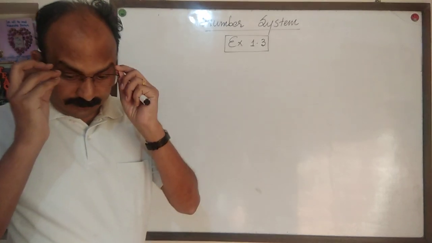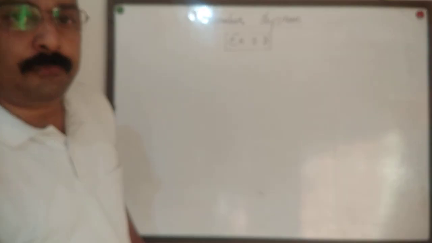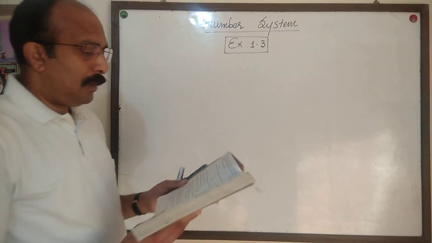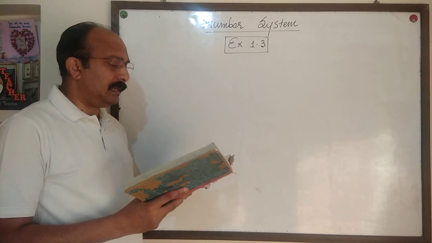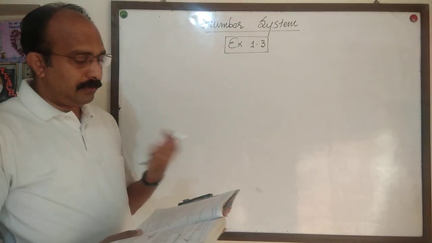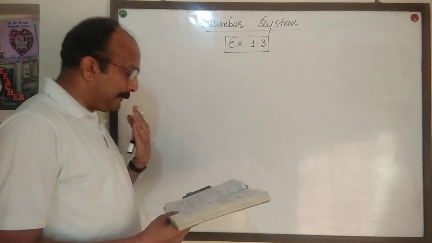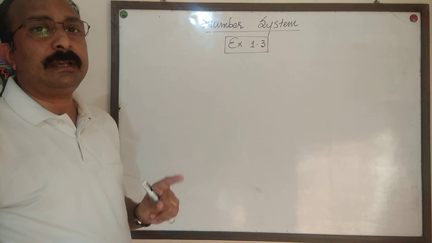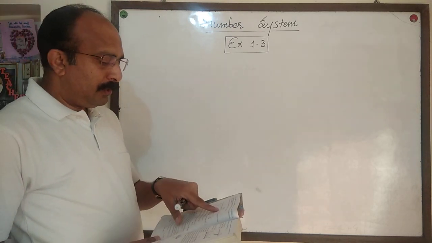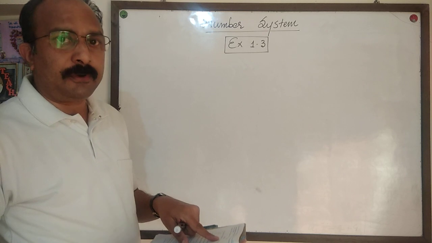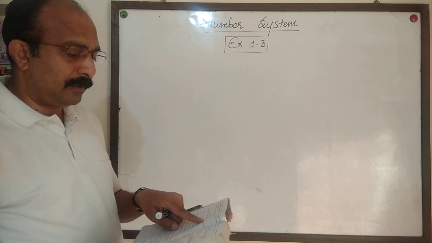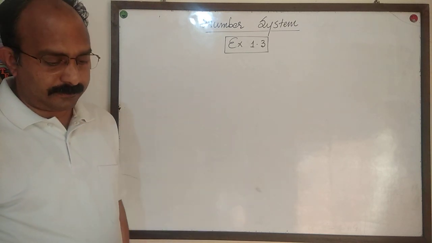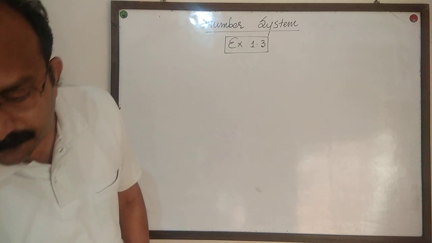Question number 1. Write the following in decimal form and say what kind of decimal expansion each has. You are given some 6 questions. All these 6 questions are rational numbers. You are asked to find the decimal form and also to write what kind of decimal expansion they are. What kind of decimal?